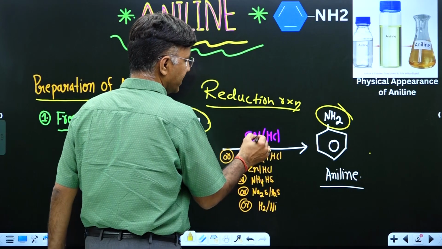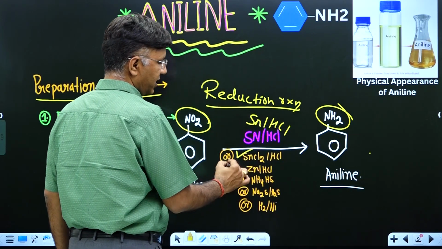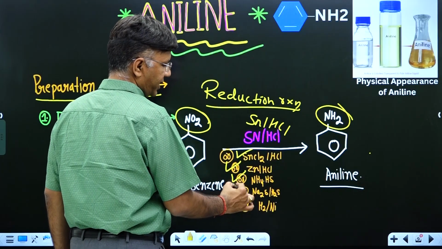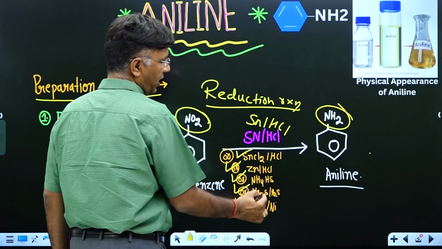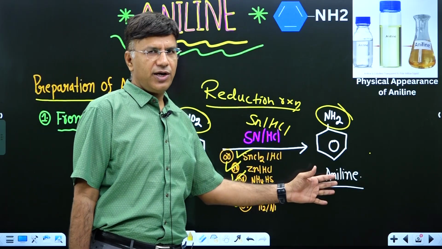You can use Sn/HCl, metal acid, or SnCl2/HCl, Zn/HCl, NH4HS, Na2S, H2S, S8, nickel. They all can be used as a reduction, meaning nitrobenzene will convert into aniline.